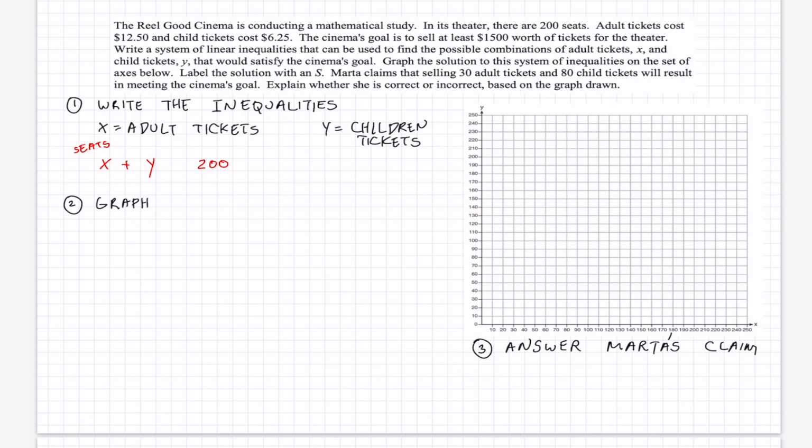So to write that inequality to represent this sentence, it's just X plus Y, but that has to be less than. It could be equal to 200. That is how you translate that sentence.